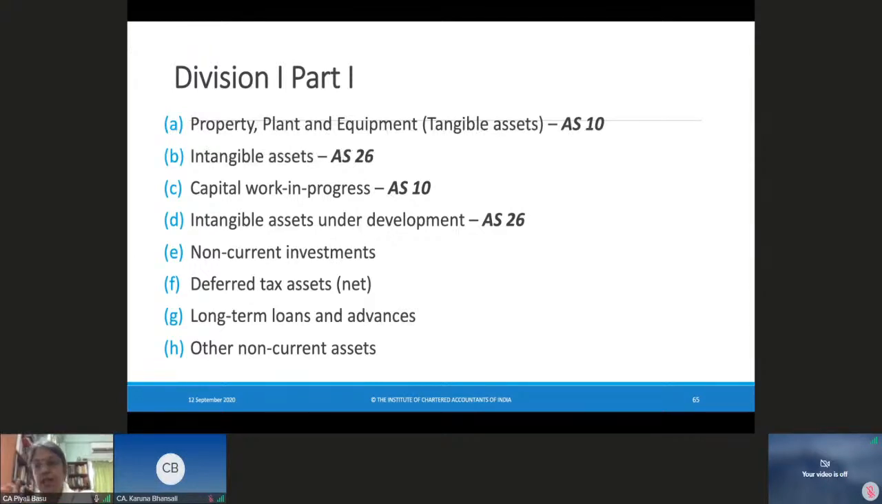Long-term loans and advances, what are they? Capital advances, as we discussed, and security deposits, which will mature only after the end of the term, say four or five years. For example, the company is getting some work done and a security deposit has to be paid, which will be refunded only after the completion of the work, say after four years. That will be considered a long-term advance.